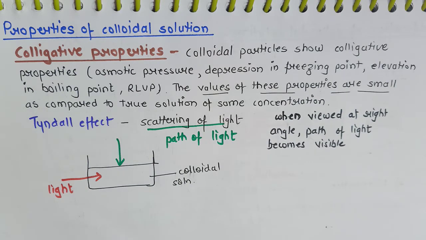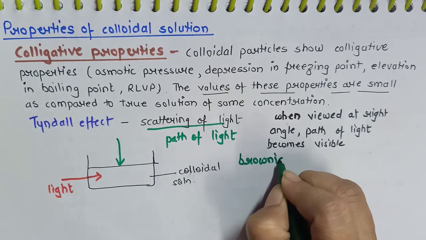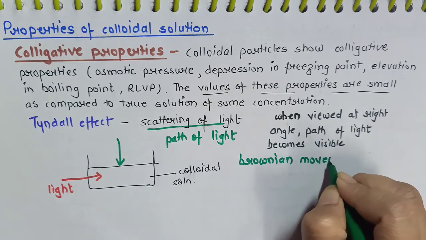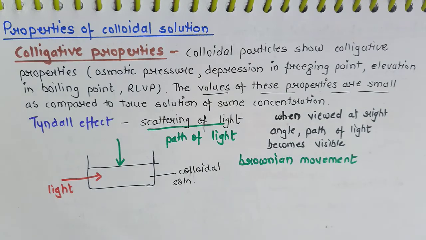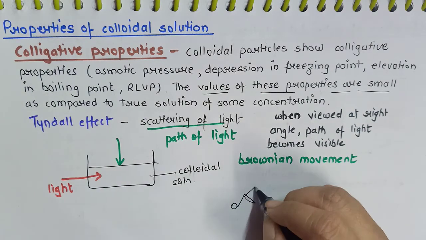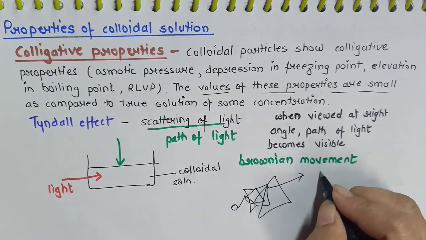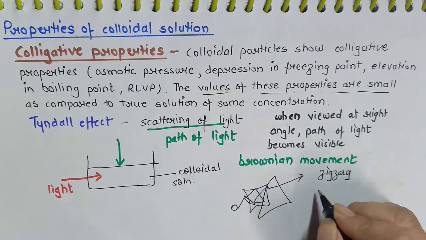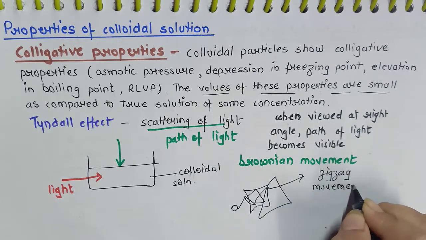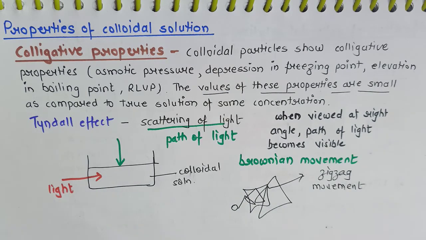Now the question is, why do colloids show this effect? The reason lies behind the fact that the particles of colloids show Brownian movement or Brownian motion. Now what is Brownian movement? Suppose this is the colloid particle. Now when this colloid particle is moving, it will not move in a straight line. It will move in a zigzag direction, and this zigzag movement is what we call Brownian movement, and due to this Brownian motion the path of light is visible.